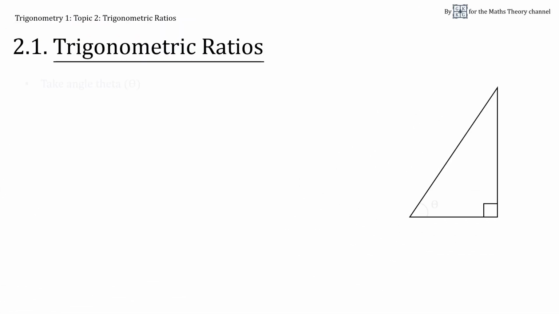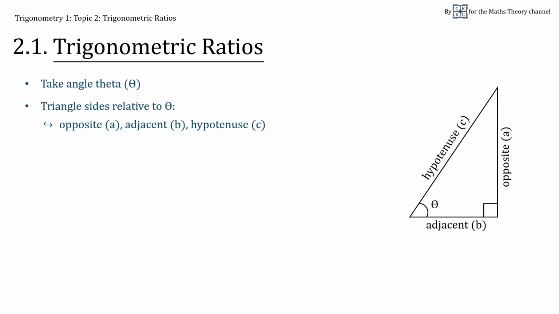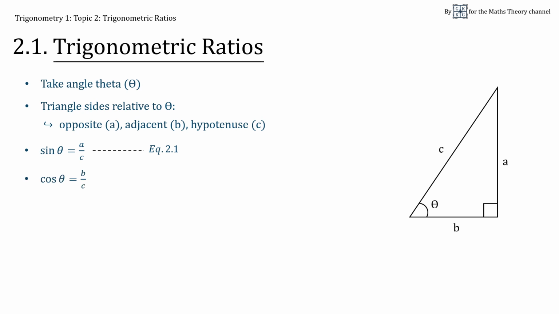Let's take an angle theta in our right-angled triangle. The side opposite to theta is A, while the side adjacent to theta is B, and the hypotenuse is C. The first trigonometric ratio is defined as the sinus function, or sine for short. The sine of theta is defined as A over C, and let's call this equation 2.1. The next trigonometric ratio is the complementary angle sinus function, known as cosine or cos for short. So cos theta is defined as B over C, and let's call this equation 2.2.